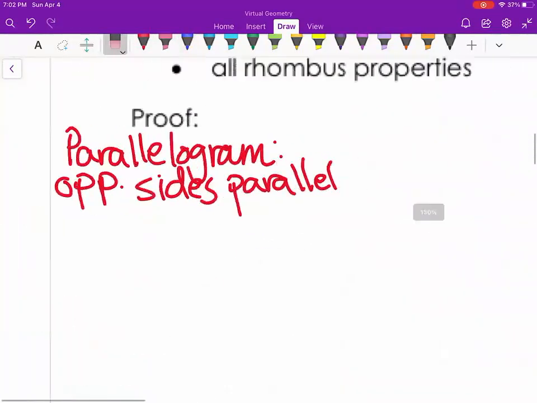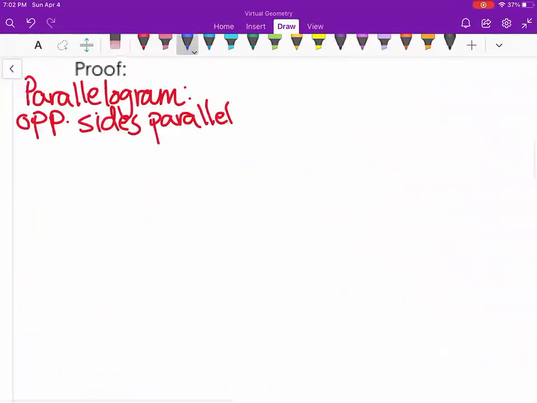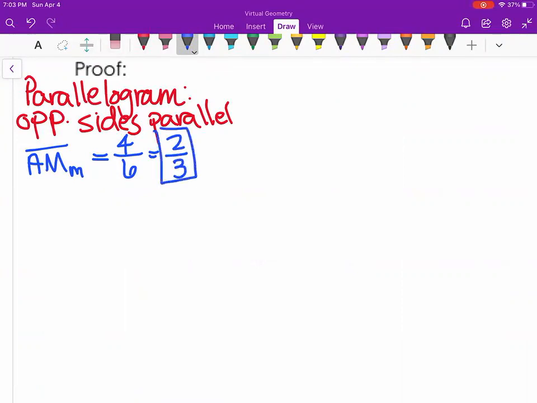So let's come over and write that down. So for segment AM, I'm going to put a teeny little m there so that I know I'm finding slope, was a 4/6. And when we simplify or reduce that, I get 2/3. So that's what I want to use.